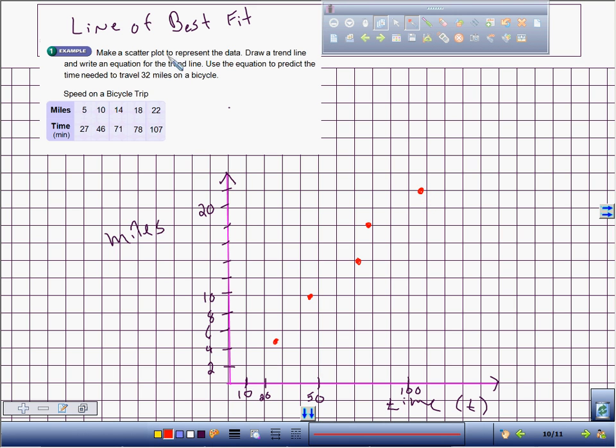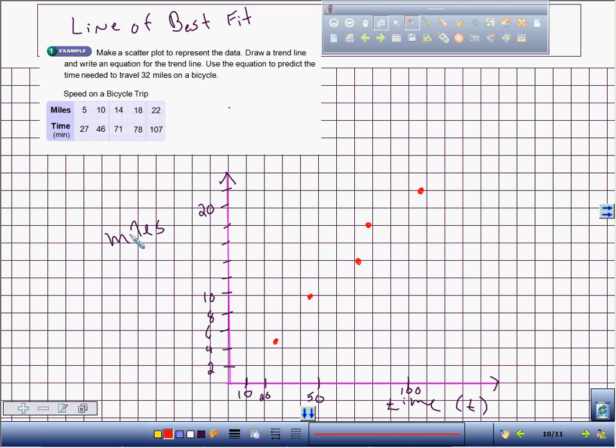We did that to represent the data. Draw a trend line and write an equation for the trend line. Use the equation to predict the time needed to travel 32 miles on a bicycle. This is a classic, perfect CSAT problem, isn't it? They would ask you to do this on the CSAT definitely.